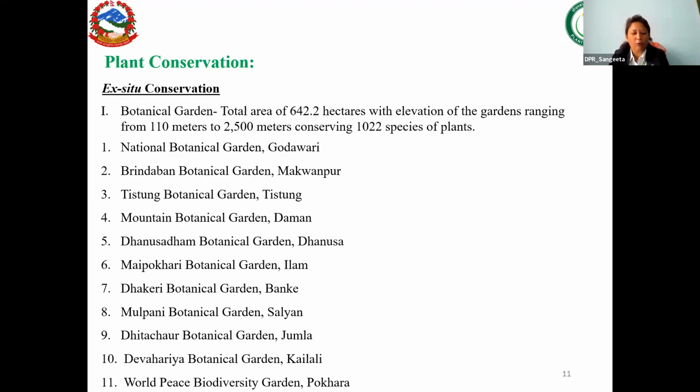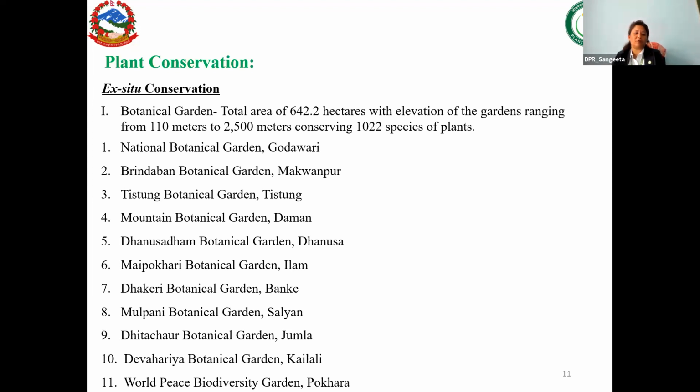So how are we conserving the plants right now, what type of conservation is going on in Nepal right now? We are conserving plants in two ways, that is ex situ conservation and in situ conservation. In situ conservation is the conservation which is done in their natural habitat. The conservation of plant resources in their natural habitat is known as in situ conservation, while if the plant resources are brought from the natural habitat and conserved elsewhere, like a botanical garden, that conservation is known as ex situ conservation.